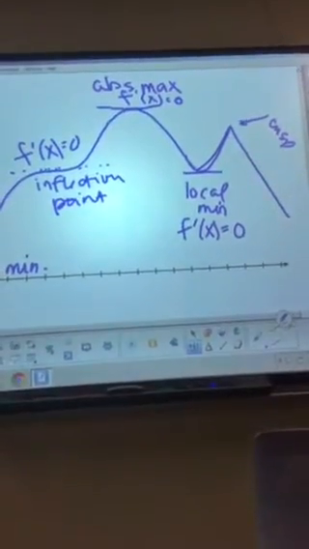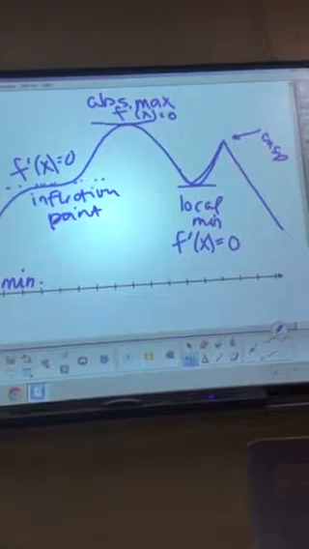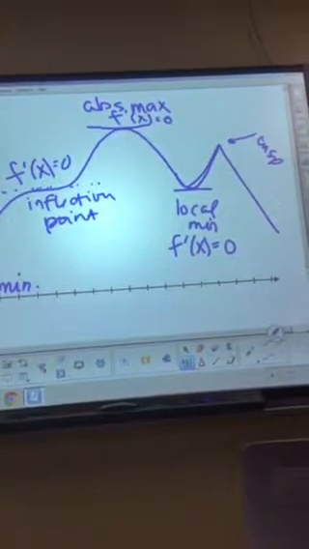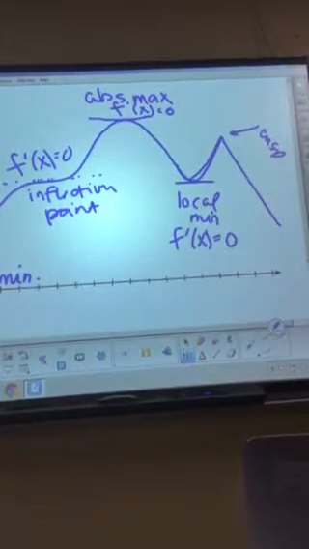Oh, because it has the... What makes something a cusp? You have two straight lines. Well, just the derivative is undefined at the point. Right. So the derivative is undefined at the point.